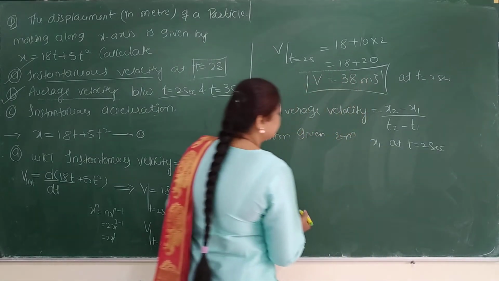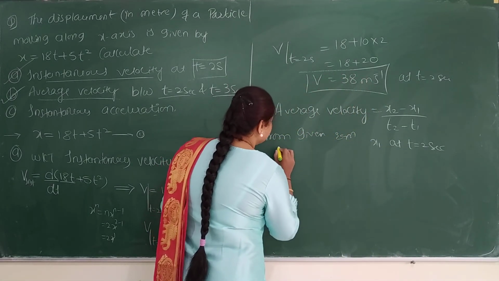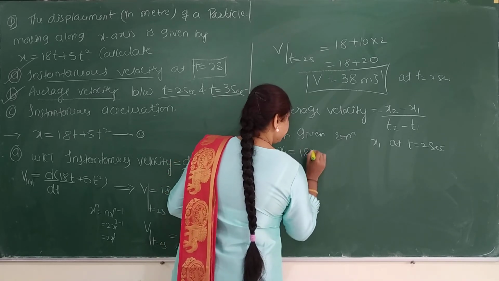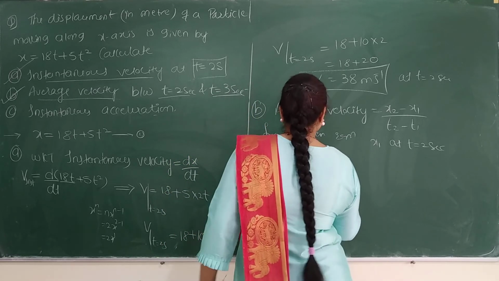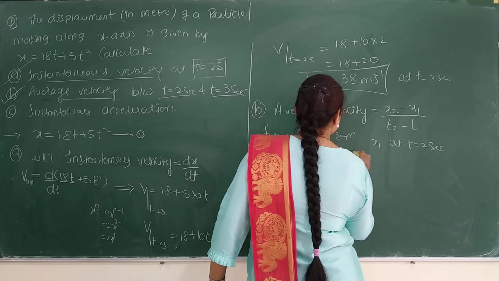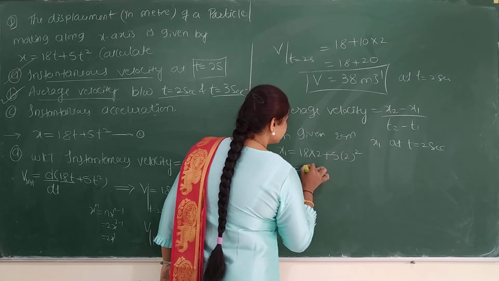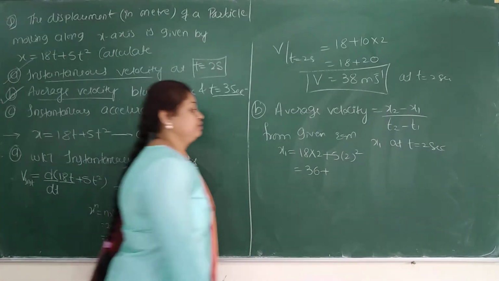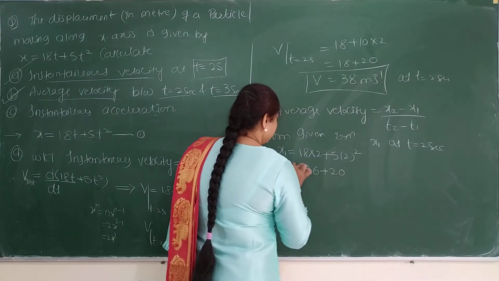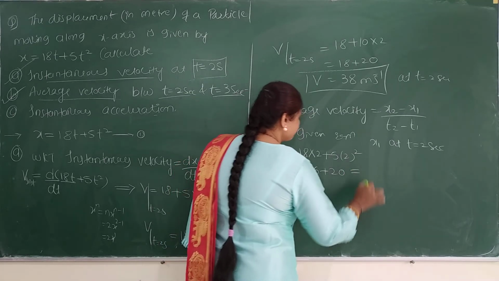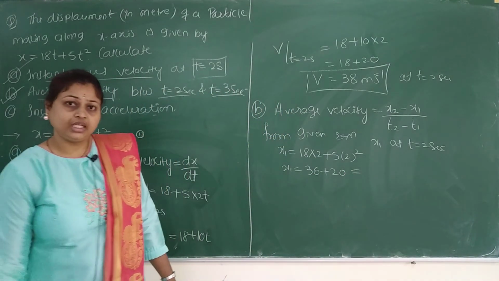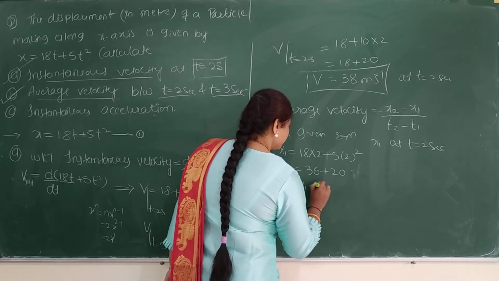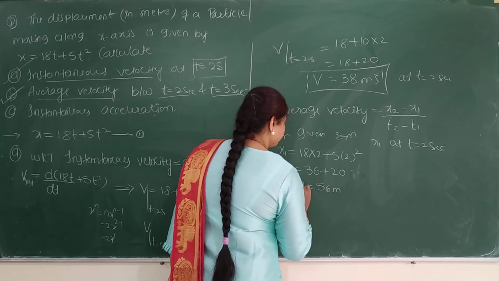To find x1, substitute the t value 2 second. That is x1 equals 18 into 2 plus 5 into 2 square. 18 2s are 36 plus 2 2s are 4, 4 5s are 20. So x1 value is how much? 36 plus 20, 56. I will write here x1 equals 56 meter.